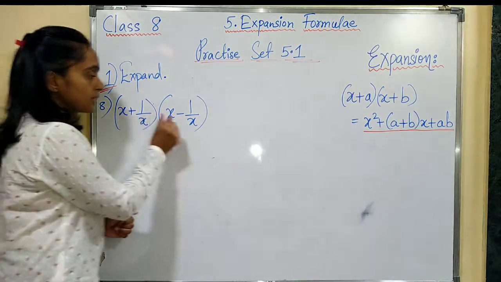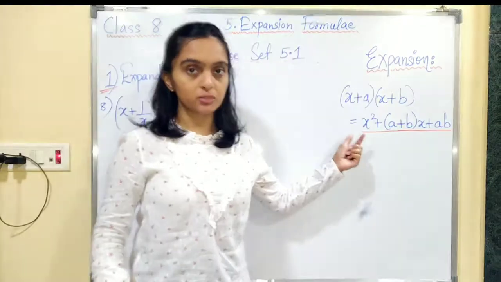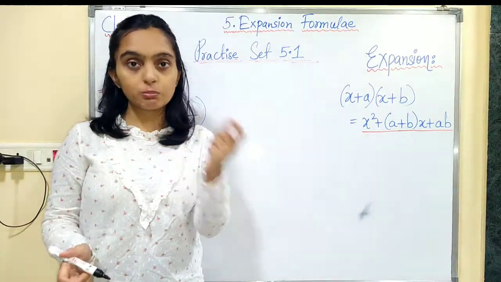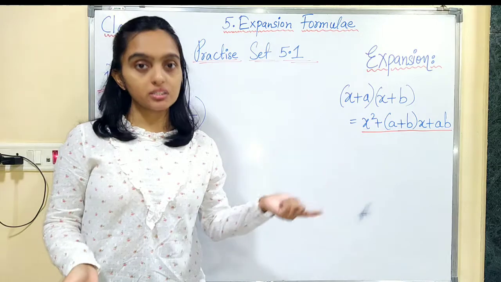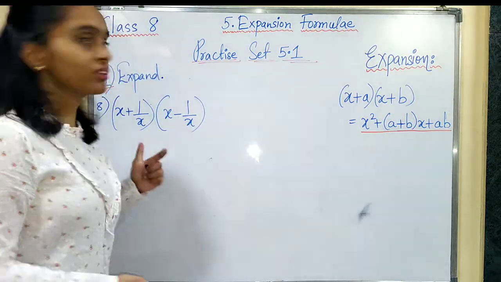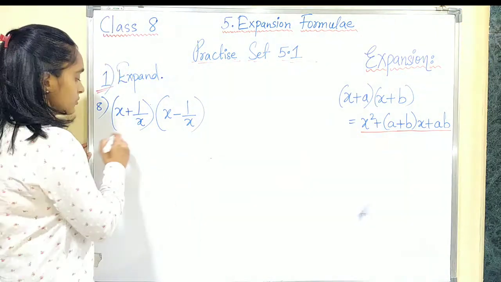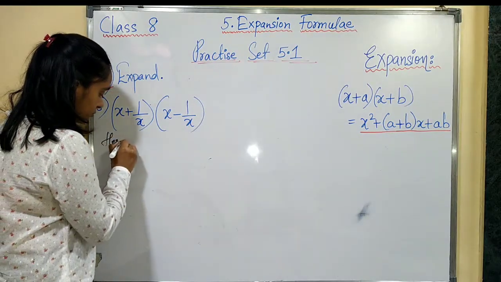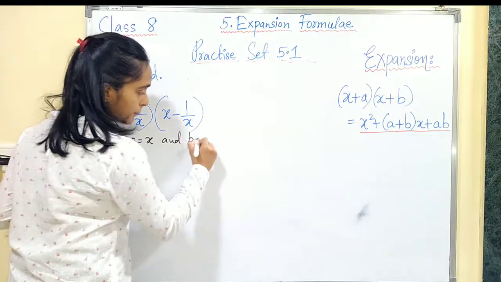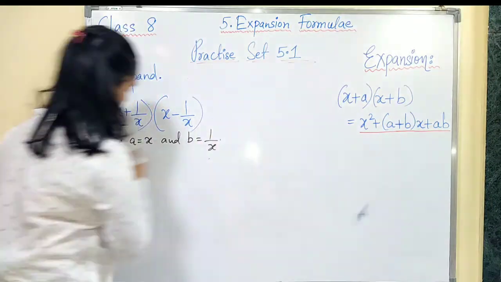The next question is (x plus 1 upon x) multiplied by (x minus 1 upon x). So here x and 1 upon x. So instead of using this expansion, we can use the other expansion, that is (a plus b) multiplied by (a minus b) is equals to a square minus b square. So it will be much more simpler. Here a equals x and b equals 1 upon x.